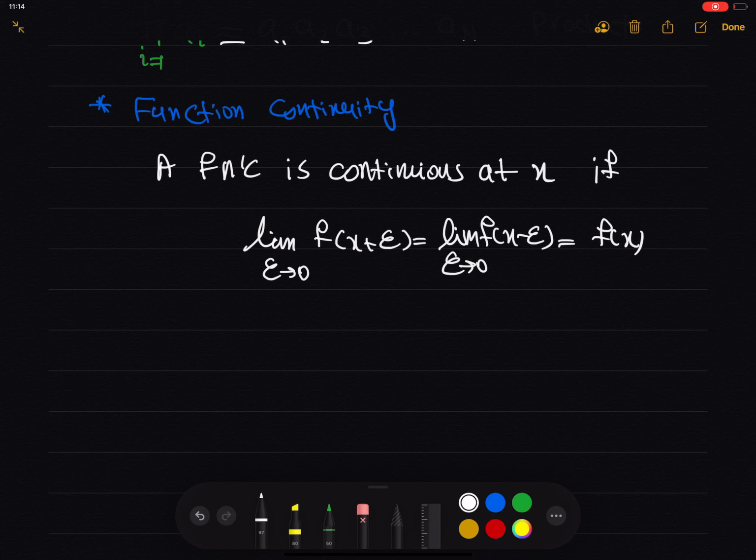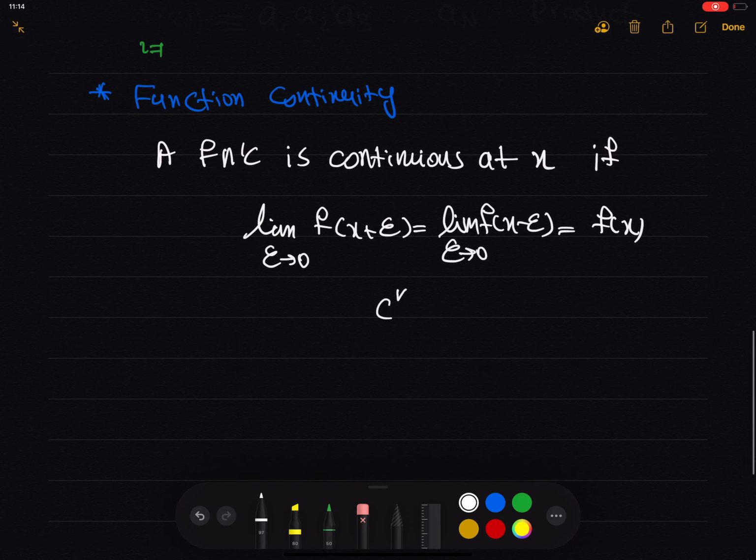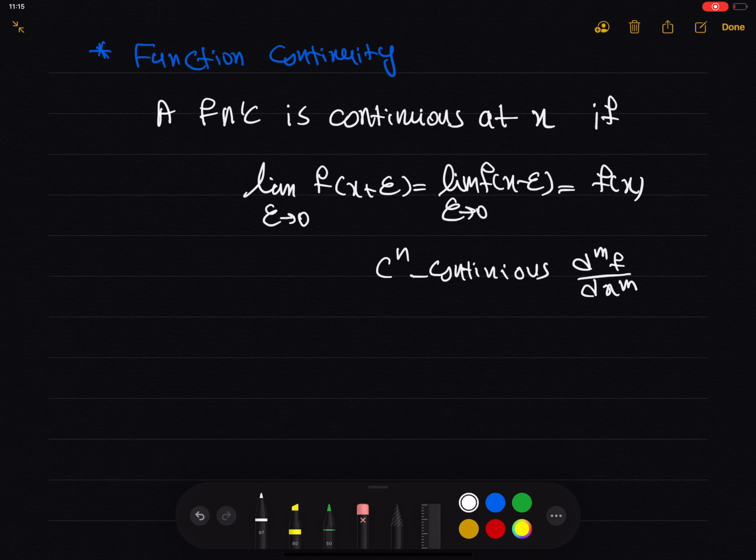And similarly, we can define C^n continuity based on the derivatives. But I'm not going to go through this, just remember that C^n continuity can be defined based on the derivatives of d^m f over dx^m. Okay, so this is one important definition because we are going to use that.